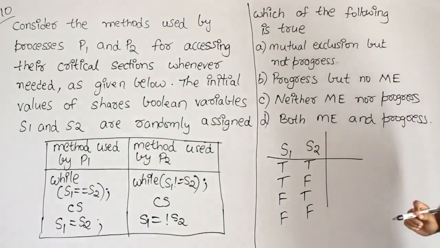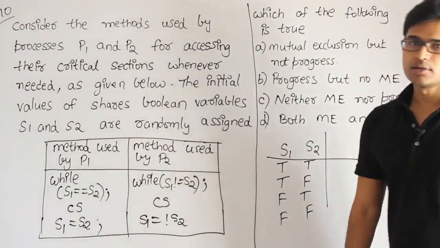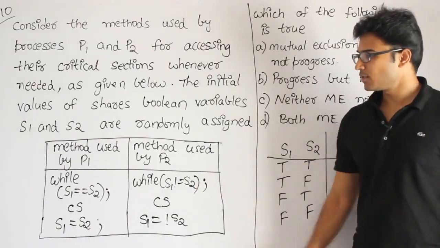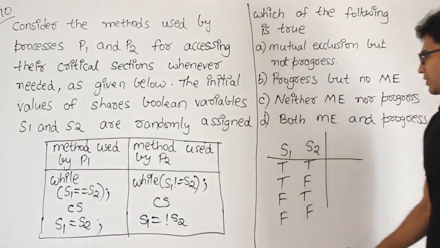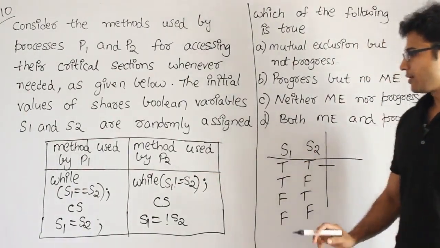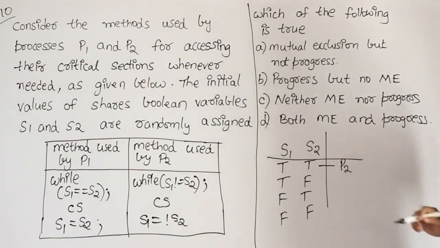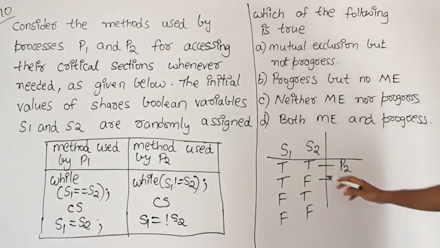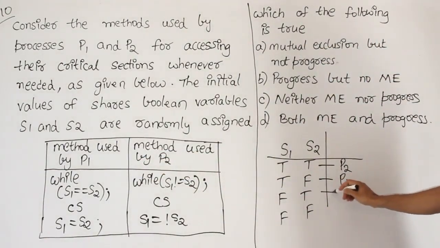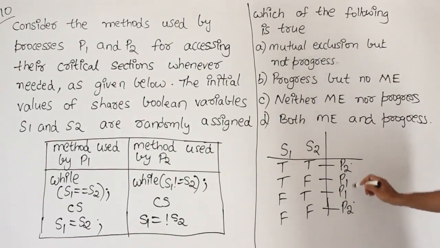Now what happens if s1 equals s2? When s1 is equal to s2, P1 will fall in the infinite loop, but P2 can enter the critical section, isn't it? The reason is P2 will fall in the infinite loop only when s1 is not equal to s2. Whenever s1 equals s2, it can enter. Therefore, whenever s1 equals s2, the process which will be allowed to enter the critical section is P2. And whenever these two are not equal, the process allowed to enter the critical section is P1. So for these two conditions, P1 will be allowed to enter, and for these two conditions, P2 will be allowed to enter.